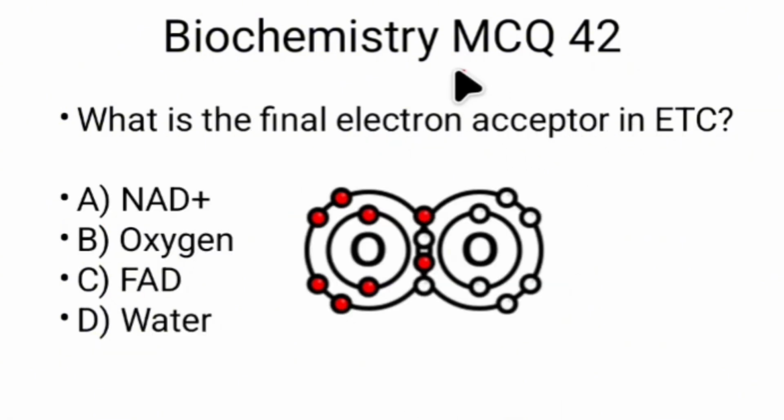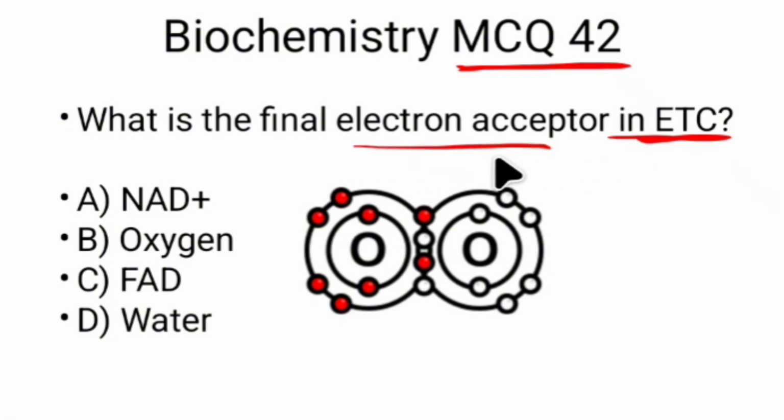Question number 42. What is the final electron acceptor in the electron transport chain? Correct option is B. Oxygen is the final electron acceptor during the electron transport chain.